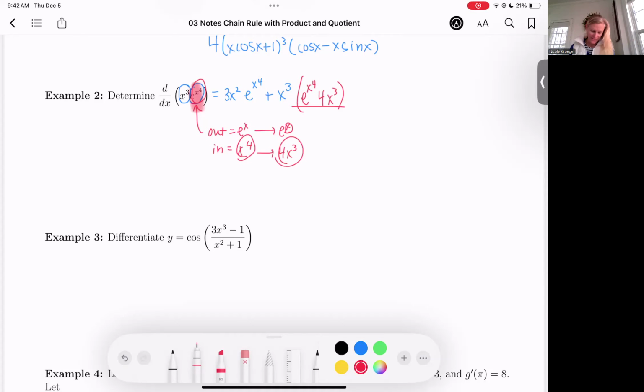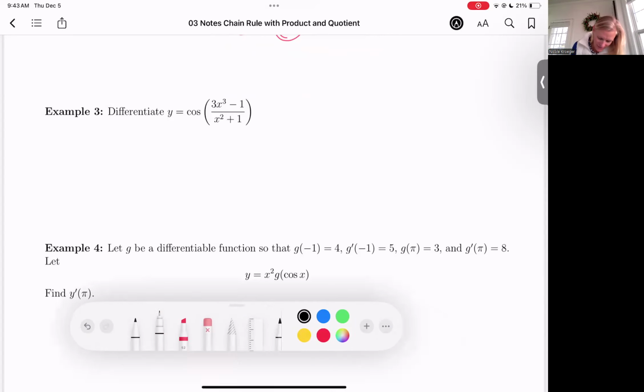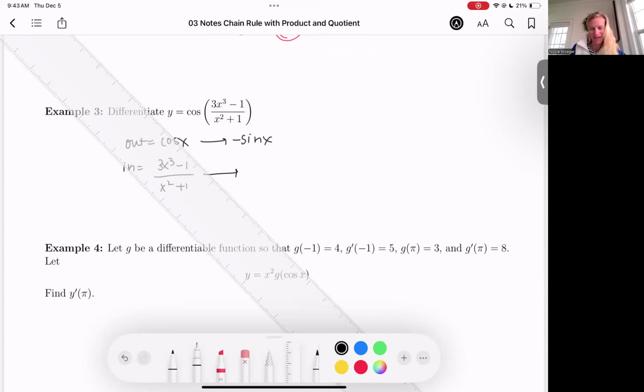If I look at this next one, it looks like I have a function inside of a cosine, so it looks like I'm going to have to start with the chain rule. So my outside function is cosine of x. Its derivative will be negative sine. My inside function is that messy quotient. And this is where I'm going to have to do the quotient rule on the derivative of the inside.